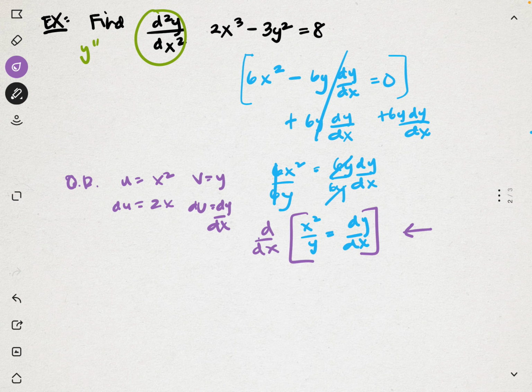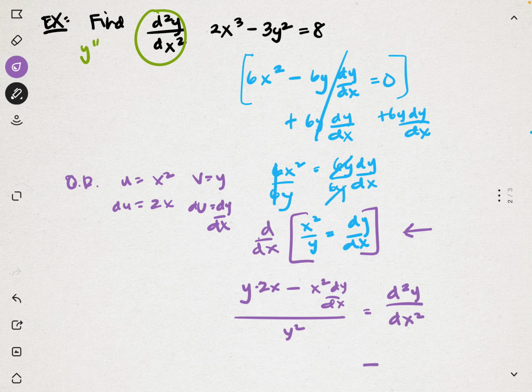So it's v du minus u dv, so 2xy minus x squared dy dx, all over v squared, which is y squared. And then the derivative of the derivative, y with respect to x, is going to be the second derivative for this side.